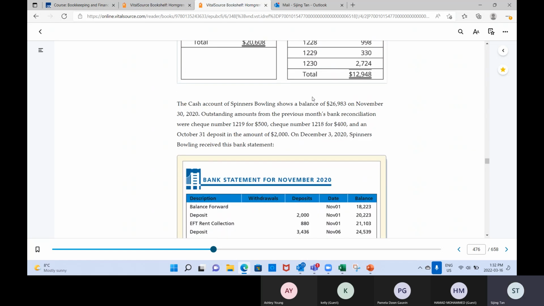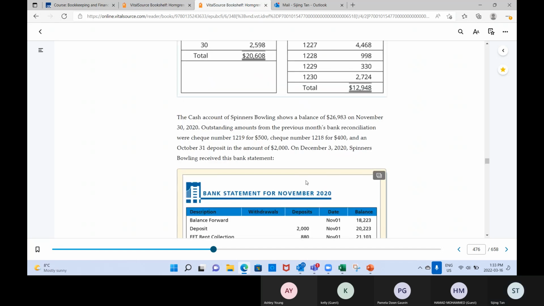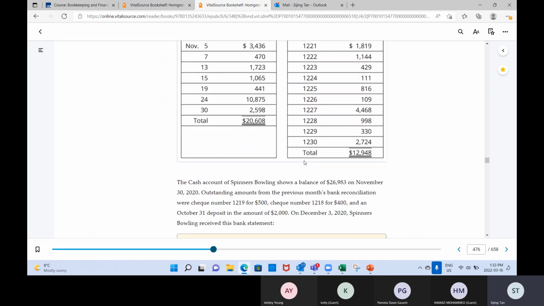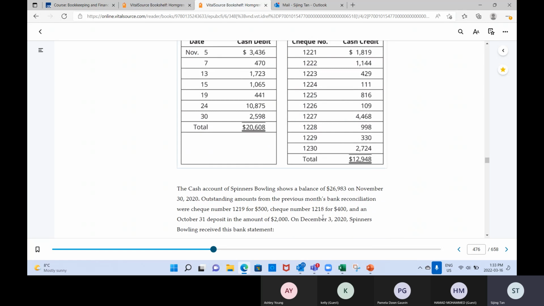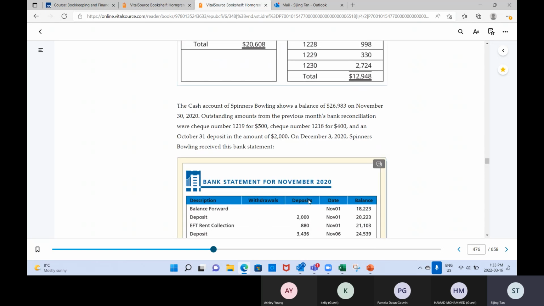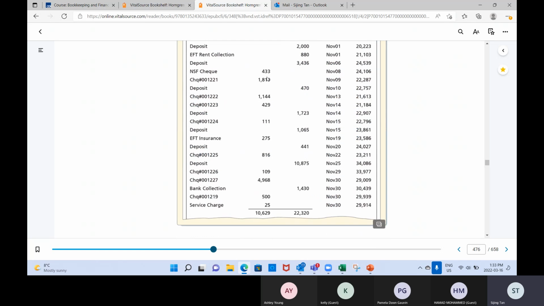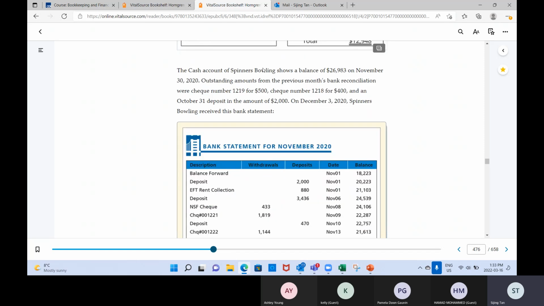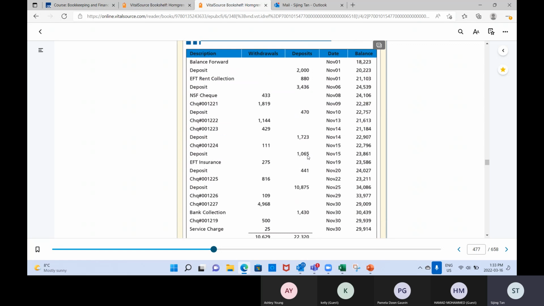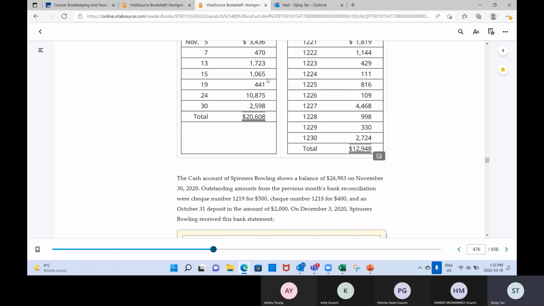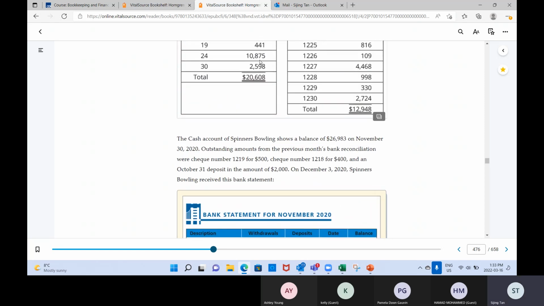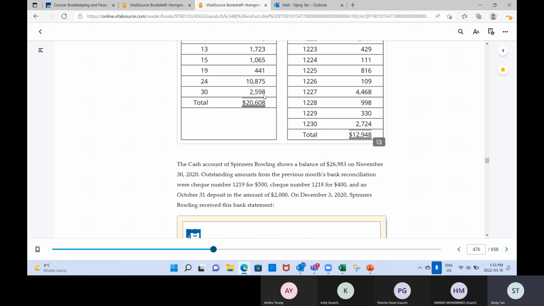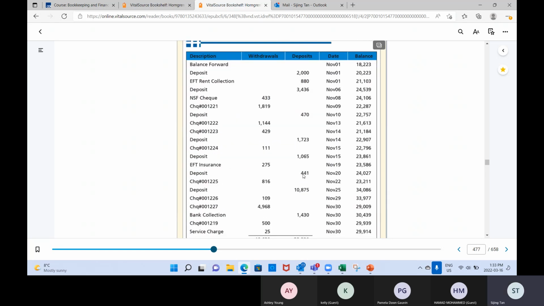Now, $880 shows in our bank, but not in our books. We're going to work on this in our books later. Now we have 3,436, we have 3,436, so we put a check mark on our bank statement. We have 470, there's 470, so match, check mark. Now we have 1,723, there's 1,723, so match, check mark. Now we move on, there's 1,065, 1,065, check mark, match. 441, 441, 10,875, 10,875. There's a 2,598. Is there 2,598? No.